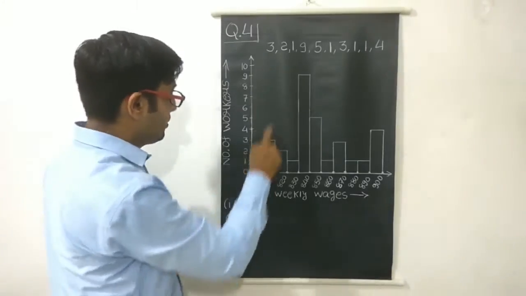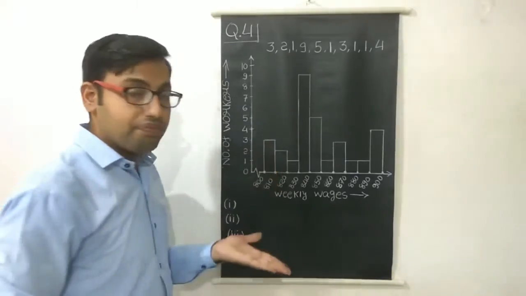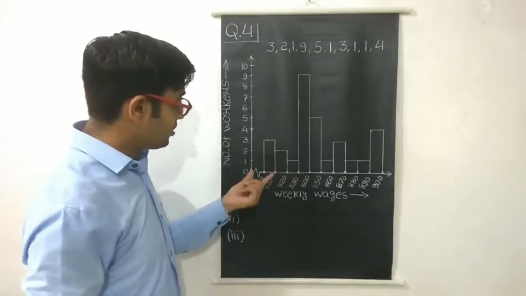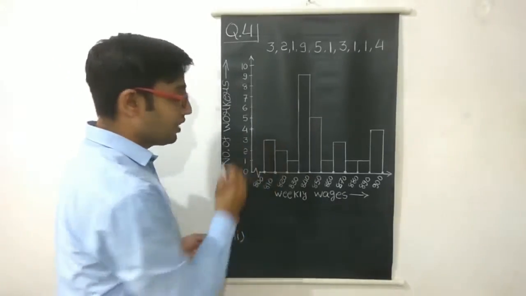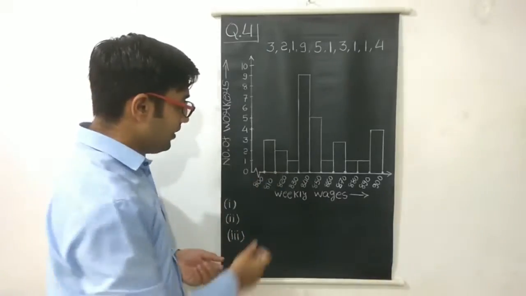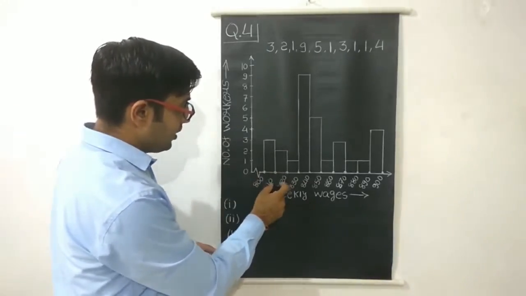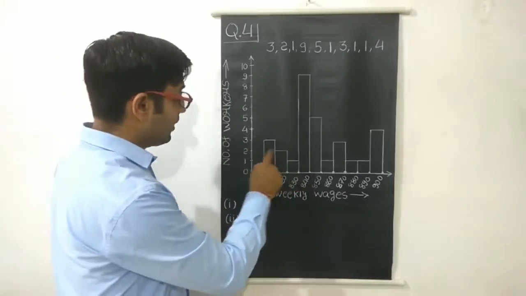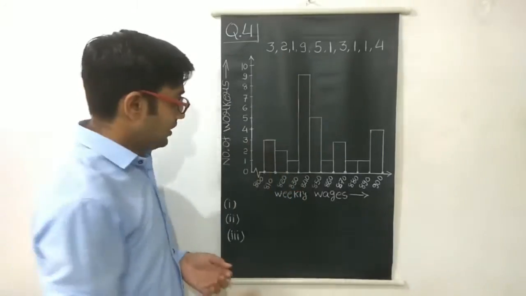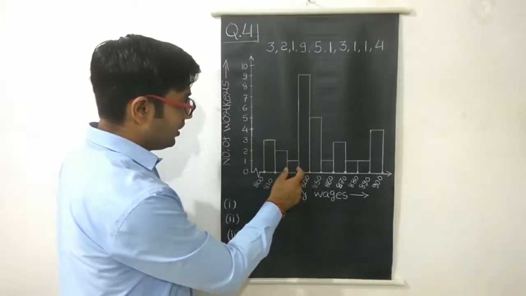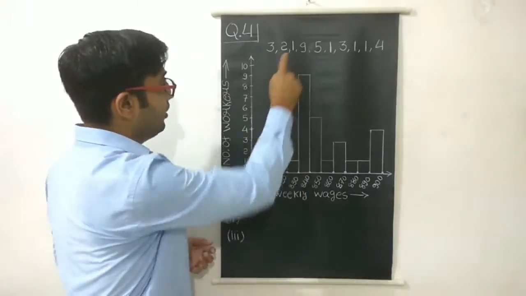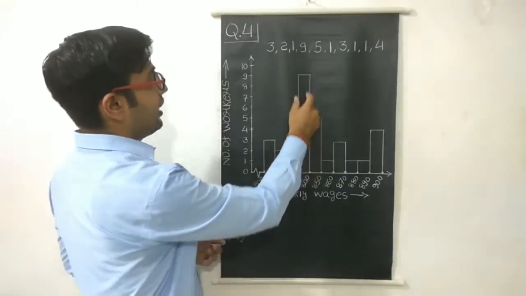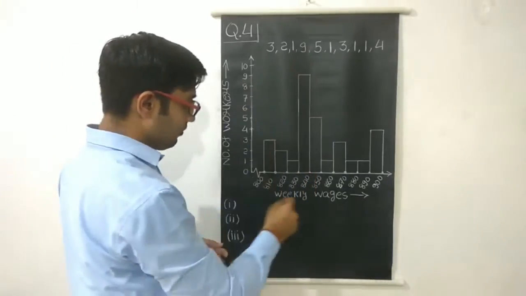Now the first frequency that we get, the number of workers who get 800 to 810 weekly wages, is 3. So we have to make this bar up to the 3. The height of this bar will go up to the 3. In the same way, for the second group 810 to 820, the height of the bar we can take up to the 2. In the same way, 820 to 830 we have to make the height up to the 1. For 830 to 840 we have to make the height up to the 9.